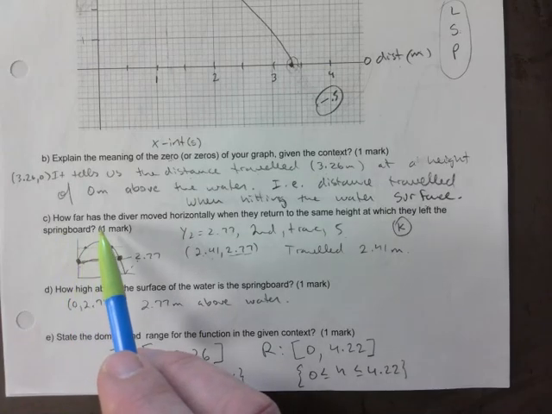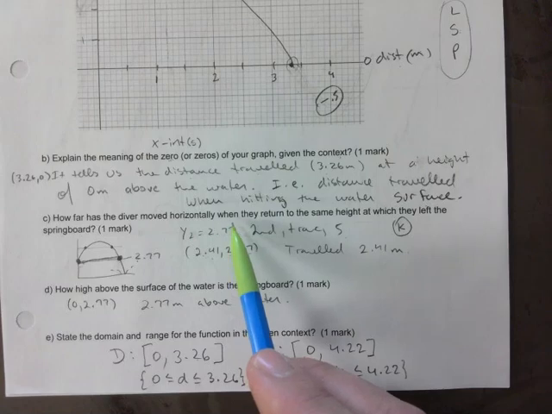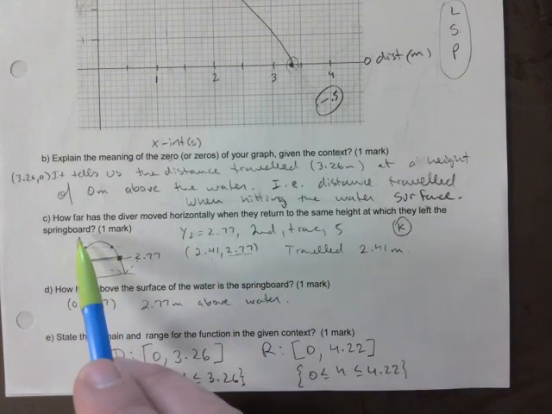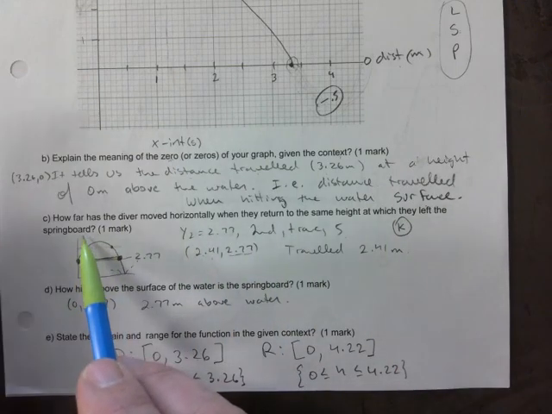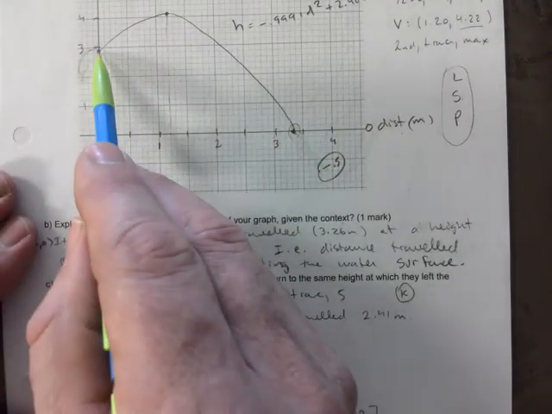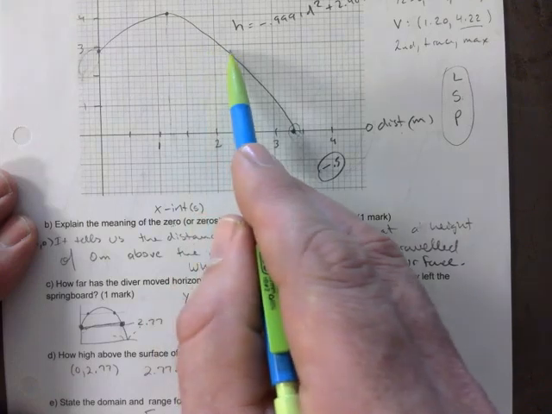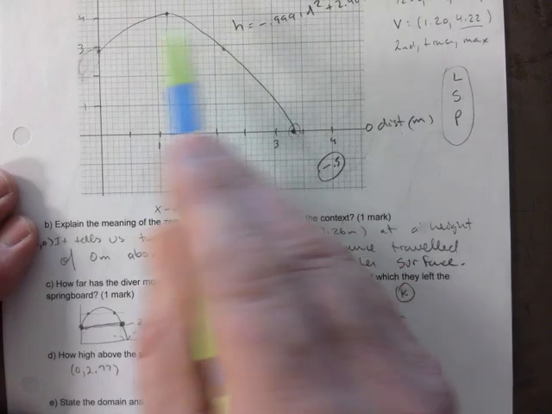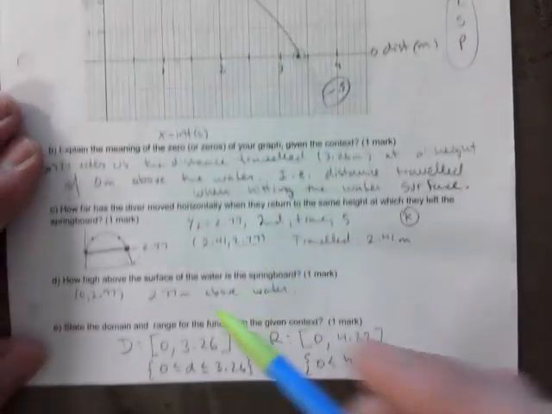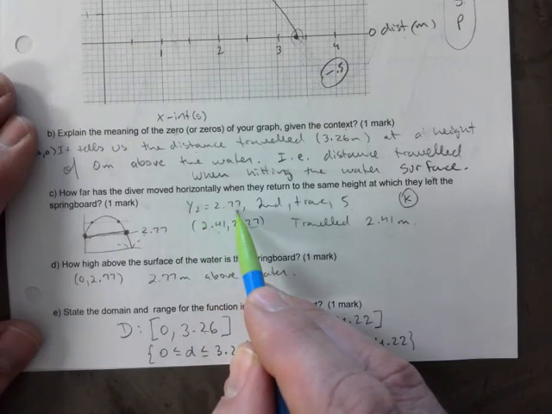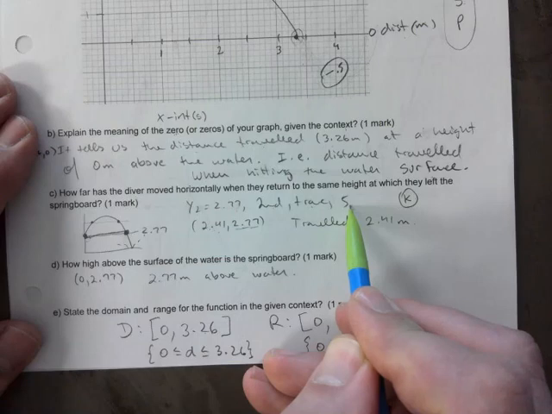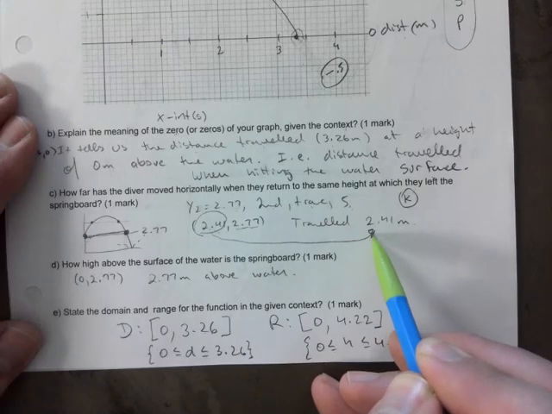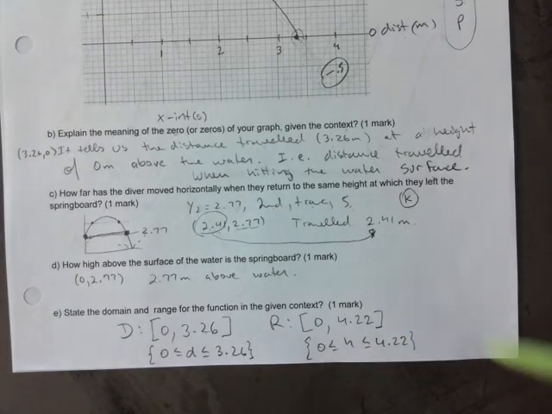See, how far has the diver moved horizontally when they return to the same height at which they left the springboard? So the idea is here, I graph a line 2.77 horizontally, right? And I figure out here this time the horizontal distance traveled to return where you started, right? So basically you let y2 be 2.77, second trace 5, and we want this number right here, okay? You traveled horizontally for 2.41 meters.